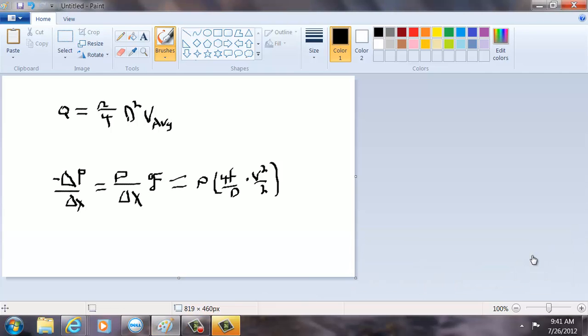For long horizontal constant diameter pipes, Bernoulli's equation can be rearranged into this: negative delta P over delta X is equal to rho over delta X multiplied by that fancy F, which is frictional heat per unit mass, equal to fluid density multiplied by 4 Fanning friction factor over diameter multiplied by velocity squared over 2.